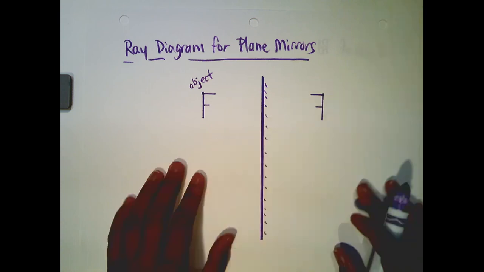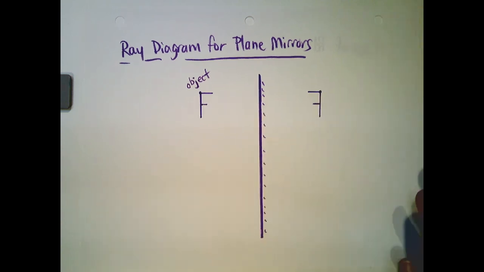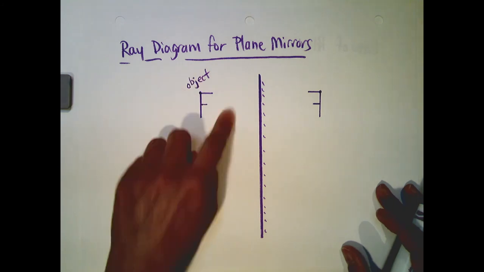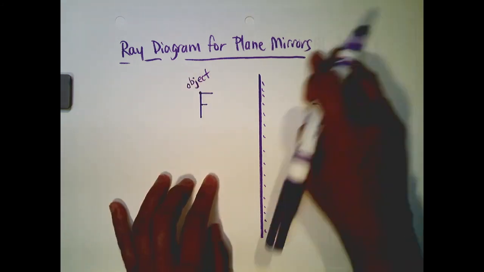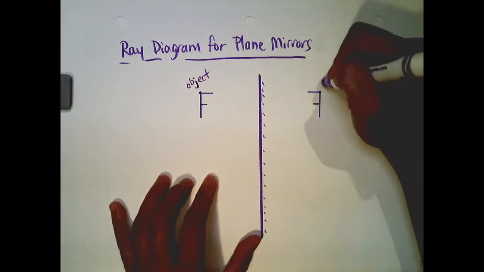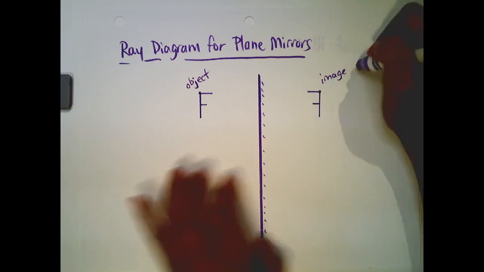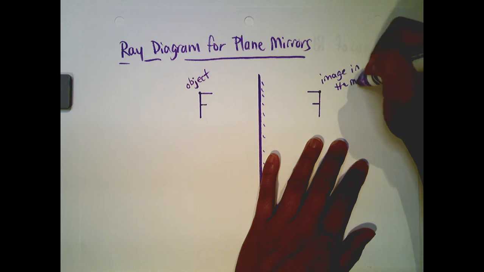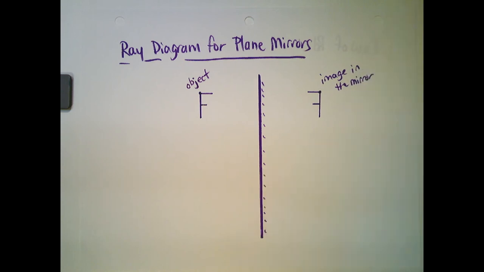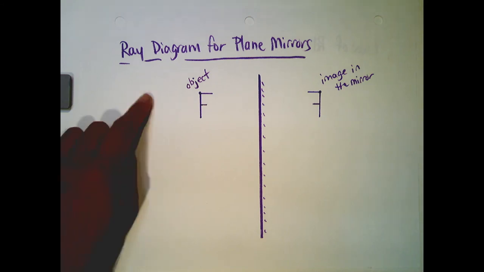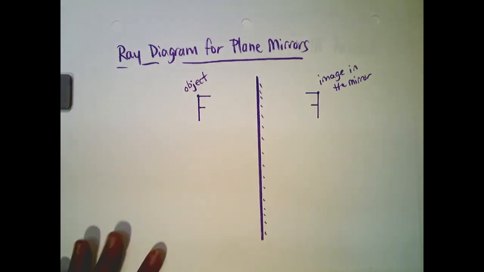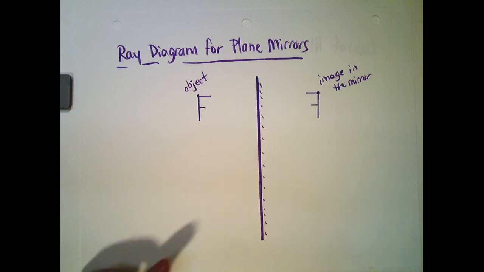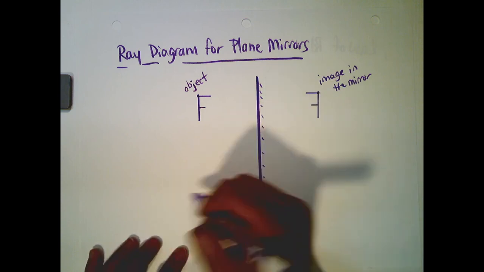Okay, so hopefully this is what you have. You have an object, and this is what you see in the mirror. So this is called the image in the mirror. Okay, so in reality, where are you? Well, you could be here, you could be anywhere looking at this image in the mirror. So let's pretend that you're here.